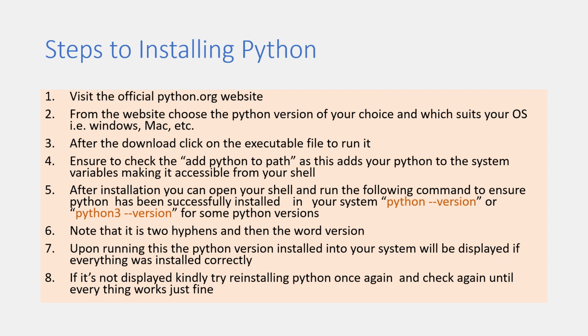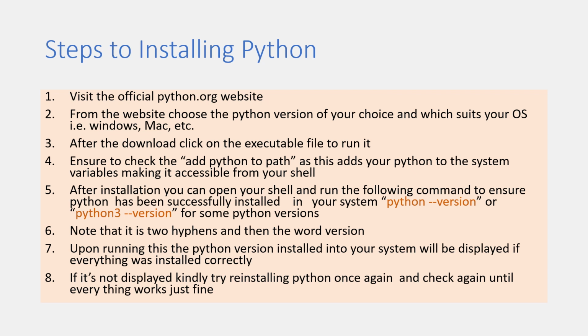Python space, there has to be a space, then hyphen hyphen version, two hyphens, then you write the word version, and everything has to be as I'm showing you on screen. It has to be in small case. Don't use capital letters, don't use uppercase, you have to use lowercase.